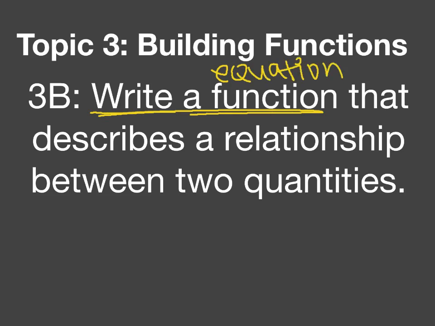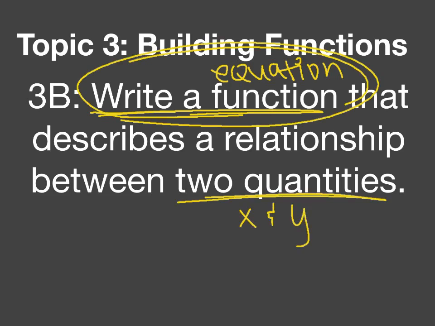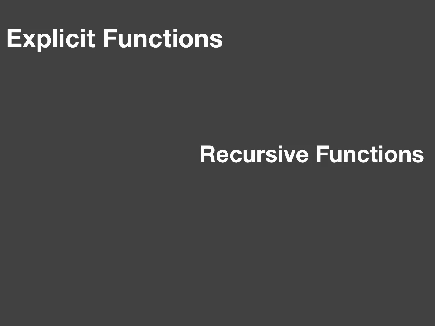So obviously our answers are all going to be equations that describe the relationship between two quantities. And these two quantities are always just x and y. Those are my two quantities that we're comparing. So here we always want to write equations. That is our goal. Now we have two different kinds of equations that we're going to write. We're going to write explicit functions or explicit equations, and we're going to write recursive equations.